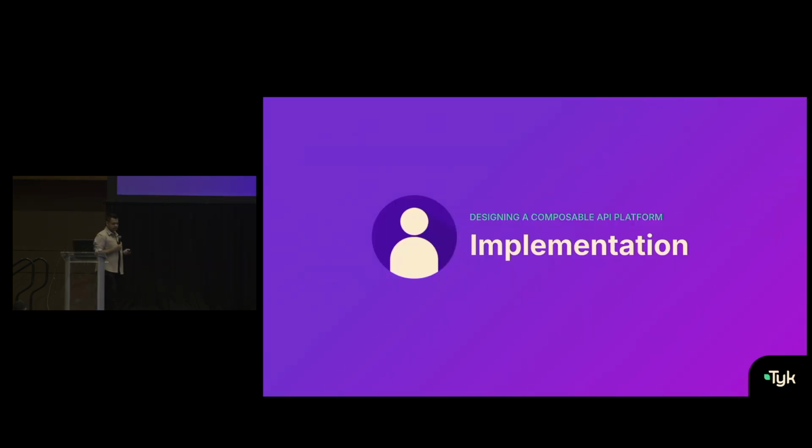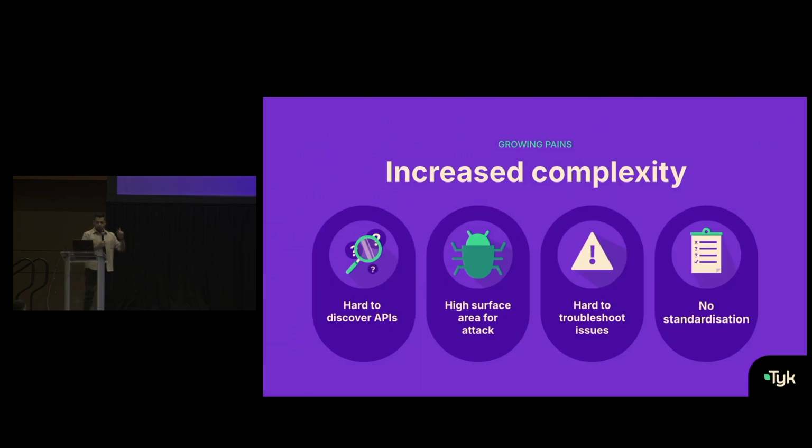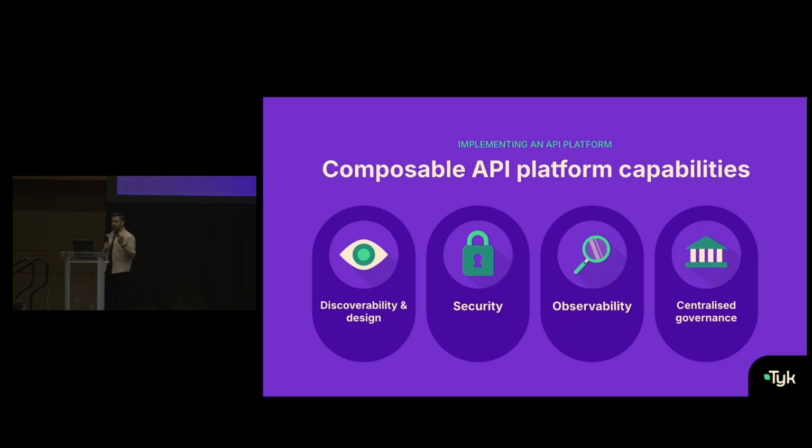Going into implementation now, I'm not going to be prescriptive about specific technologies and just using those as you go along. We are talking open standards and open source to a point here. So if we go back to that slide of increased complexity across these different areas, we talk about hard to discover APIs, surface area of attack, troubleshooting issues, and standardization. What that maps back to in terms of capabilities of your API platform looks something like this, where you now think about your discoverability and design and how easy can you make that, your security and how robust can you actually make that, observability and how easy is it to get to the heart of a problem as quickly as possible, as easily as possible.